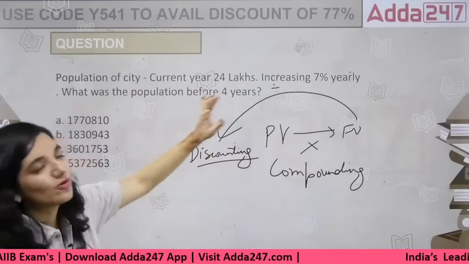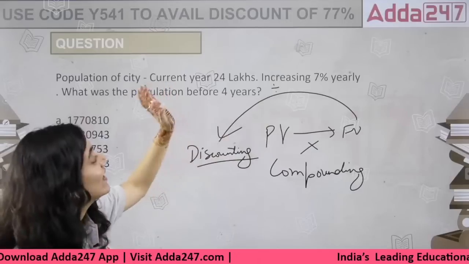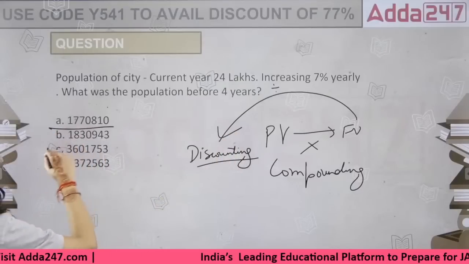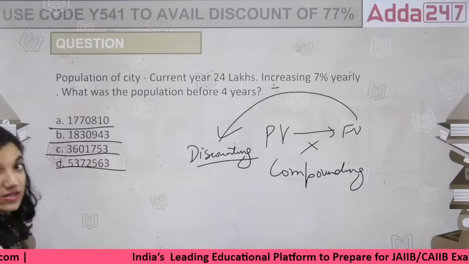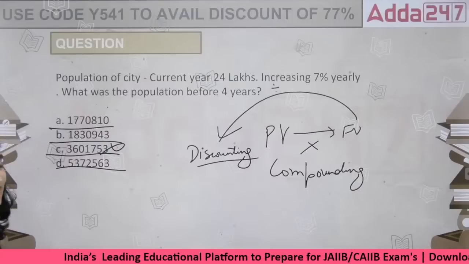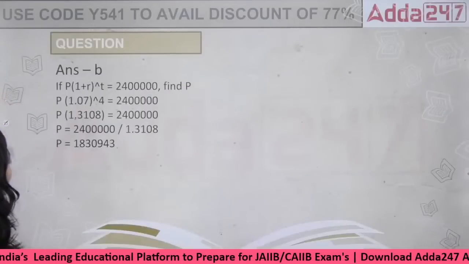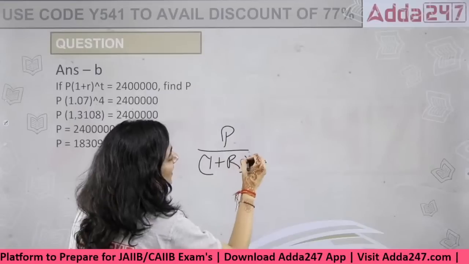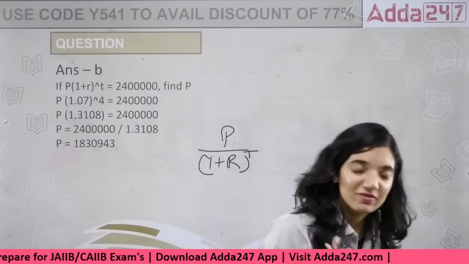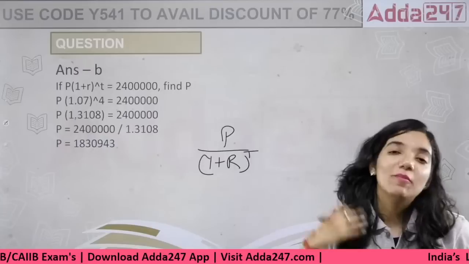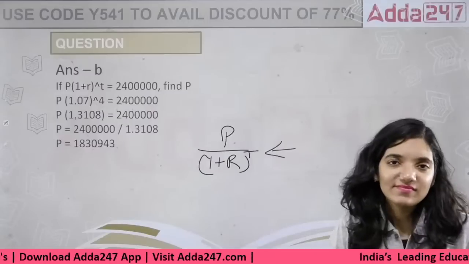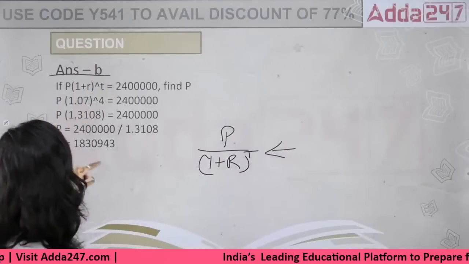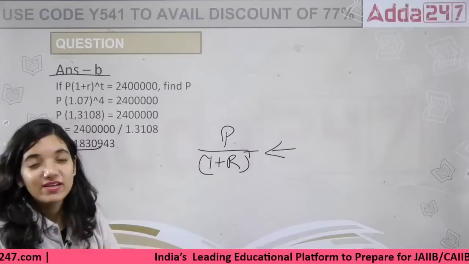But what would we divide? It would be again that 7% rate of interest. So increasing 7%, let's go back to the past and find the answer. Is it A or B or C or D? This one is already there, so this is not the future answer. Now we are left with 3 options. The correct answer would be P divided by 1 plus R raised to the power of the time, or what we call N. That's what I was telling you. When we go further, we multiply. When we go backward, we divide. Okay. So in this case, the correct answer would be B. That is 1830943.